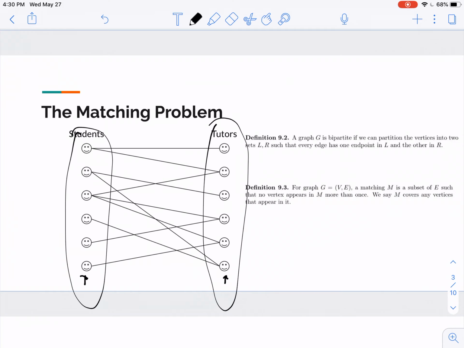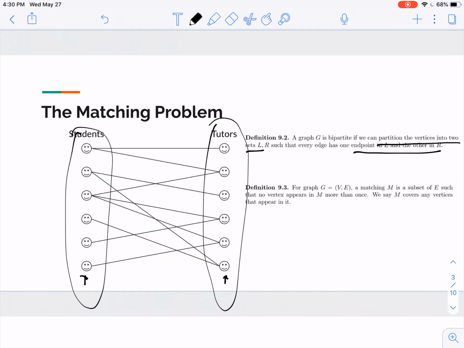So to formalize this definition mathematically, we say a graph is bipartite if we can partition the vertices into two sets. Recall that partition means we split it up into subsets such that the union of those subsets is the entire set, but they're all disjoint. So really what it means is you split the original set up into different groups. And so in this case, we've split the vertices up into two sets, L and R, which usually stand for left and right, such that every edge has one endpoint in L and the other endpoint in R.